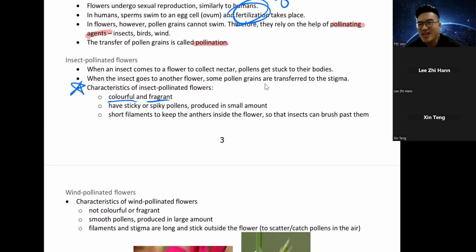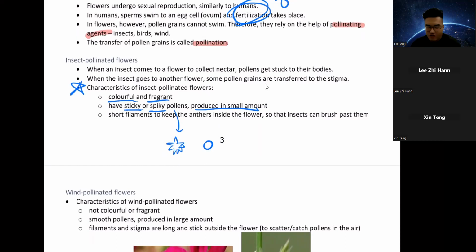Okay, like orchid, I don't really like the smell. Is it orchid? Something like that. Okay. I don't like the smell, but for bees, it's fragrant. Okay. And of course, the pollen, they need to be sticky or spiky. Okay. Produce a small amount. You don't need a lot because it's very easy to stick onto the bee's body. So the pollen will look like this, rather than this. You see, this one cannot stick. This one easy to stick.